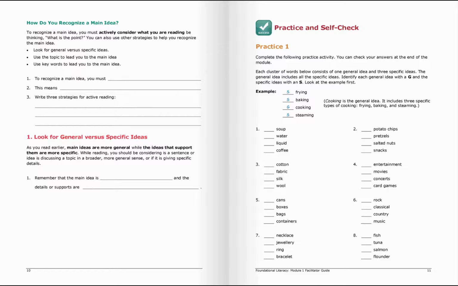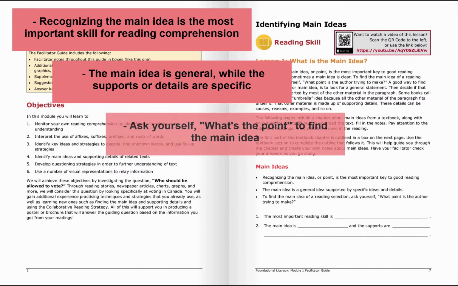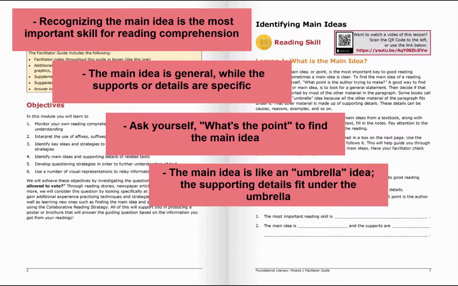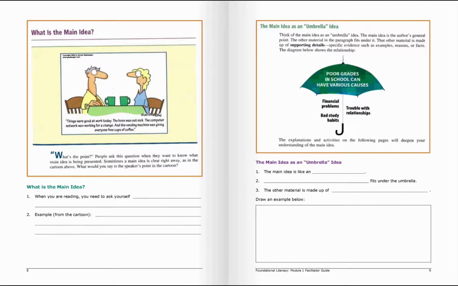For the What is the Main Idea lesson, you would want to include the following points. Recognizing the main idea is the most important skill for reading comprehension. The main idea is general, while the supports or details are specific. Ask yourself, what's the point to find the main idea? The main idea is like an umbrella idea. The supporting details fit under the umbrella. And look for general versus specific. As you work through, fill in any blanks in the lesson prior to meeting with the learner. This will save you scrambling later.